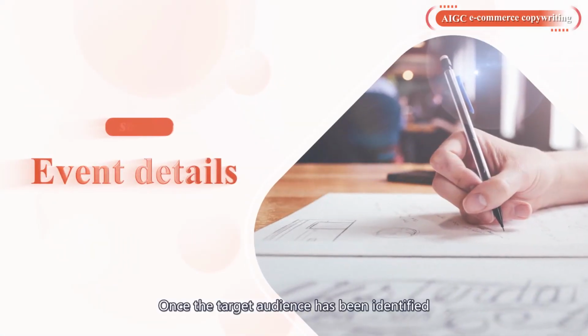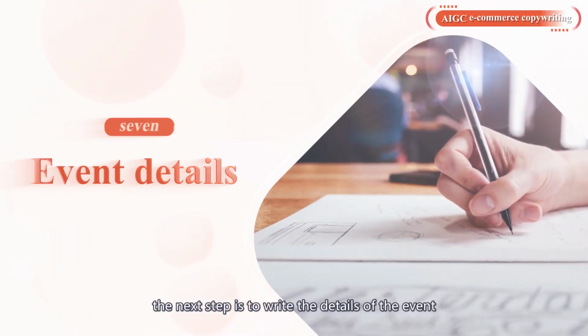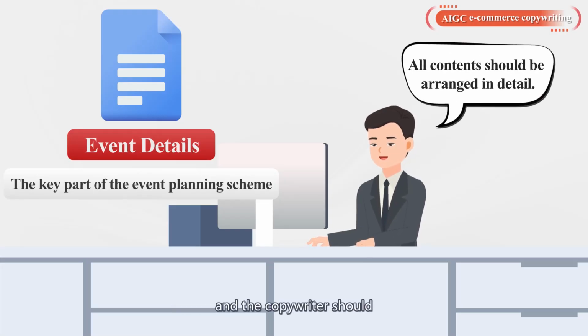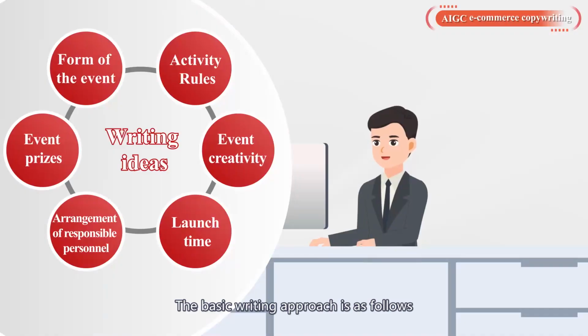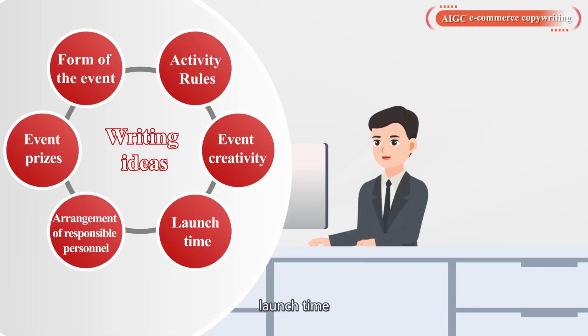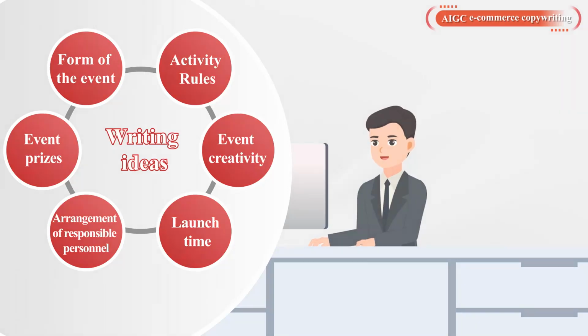Once the target audience has been identified, the next step is to write the details of the event. The details of the event are a key part of the event planning plan, and the copywriter should make detailed arrangements for each content. The basic writing approach is as follows. Provide a detailed explanation of the activity format, rules, creative ideas, launch time, responsible personnel arrangements, activity prizes, etc.